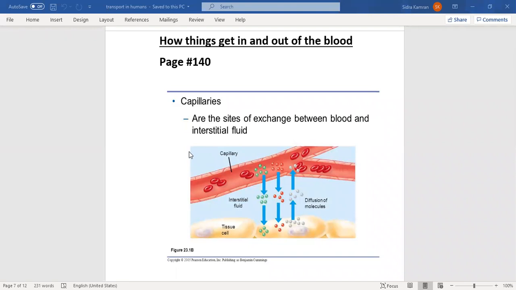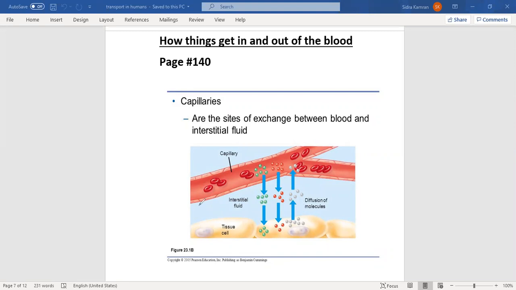Good morning, students. Today we are going to start a new topic that is how things get in and out of the blood. Page number 140 of your book. In this topic, we are going to discuss how things come out from the blood towards the cells or from the cell into the blood.